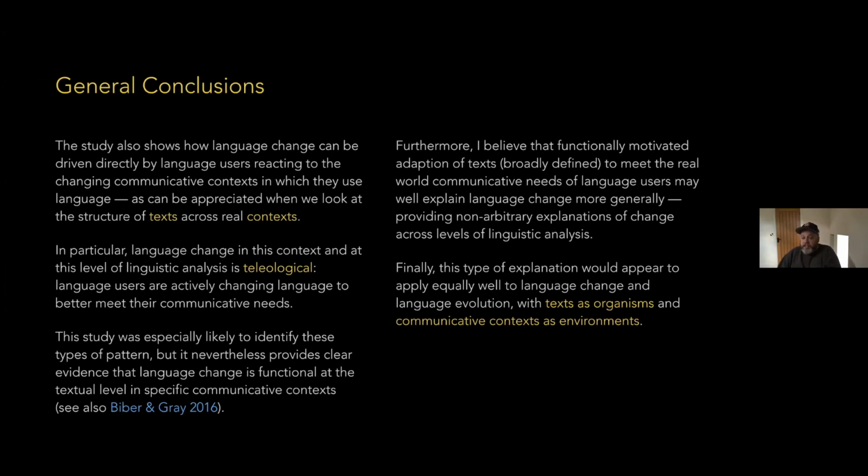And then finally, I think this explanation applies equally well to modern language change and language evolution, that we can see both as basically people trying to use language in a wider, more complex and more efficient way across different contexts. And I think the way to think about this is we see texts as the organisms. Just like evolution, we see texts here as organisms, not utterances, not speakers, not features, but texts. And we see the specific communicative contexts, the registers in which texts are being used, or the registers that emerge, as the environments in which these are adapting and competing.